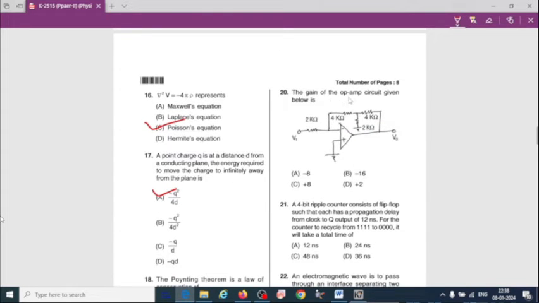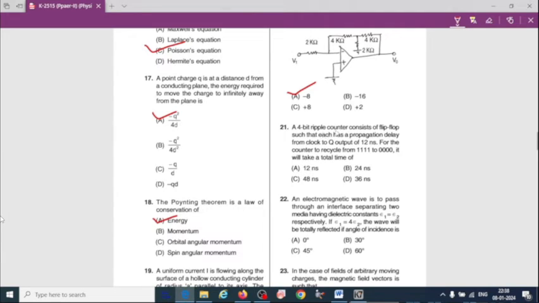The gain of the op-amp circuit given below. So here it is like an inverting amplifier. So the gain would be negative. It is about minus 8.